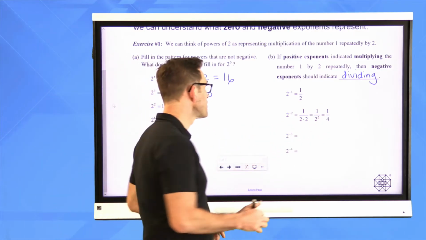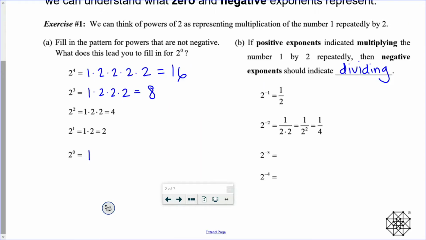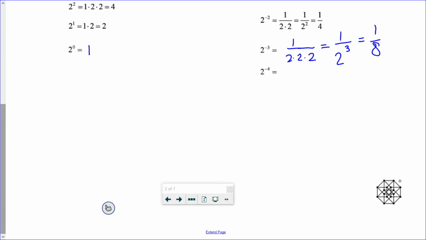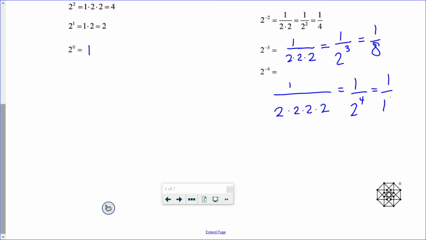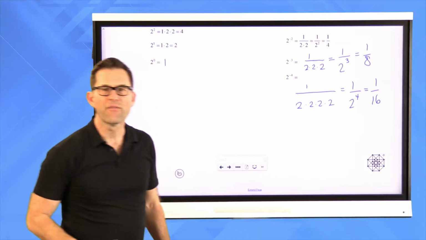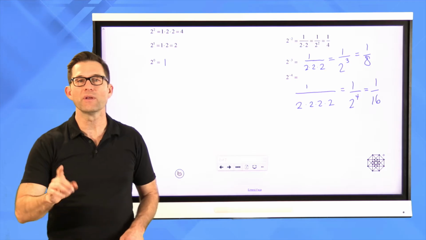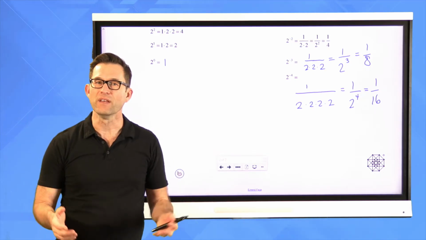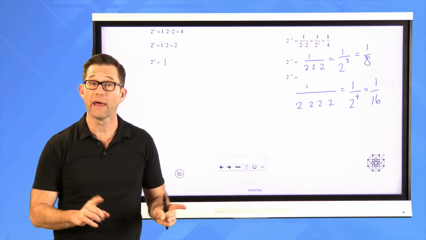2 to the minus 3, on the other hand, will then mean 1 divided by 2 times 2 times 2, which is 1 divided by 2 to the third, which is 1/8. Let me extend this a little bit. And 2 to the minus 4 is 1 divided by 2 times 2 times 2 times 2, or 1 divided by 2 to the fourth, or 1/16. If I always think about it as what I'm doing to the number 1, then it's easy to understand both zero and negative exponents.